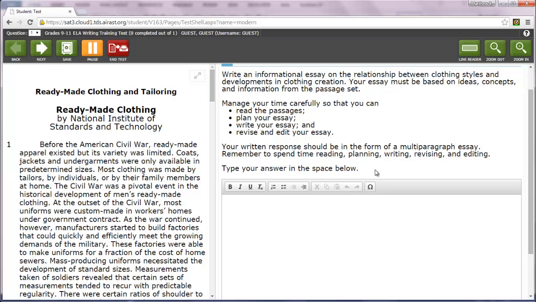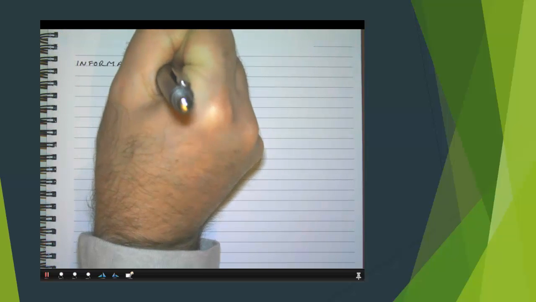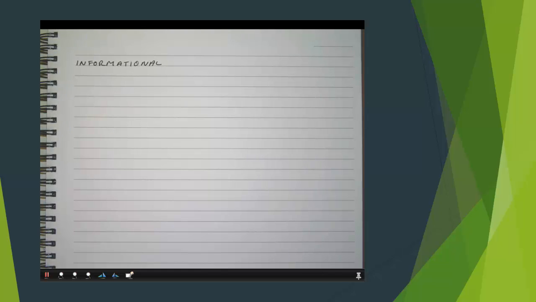Now I need to continue with a close reading of the prompt by looking for and analyzing the key words that tell me what to do. Write an informational essay. This is an important key word, so I'm going to immediately write it on my planning sheet. I know that I can be asked to write 2 types of essays on the state writing test, an informational essay or a persuasive essay.